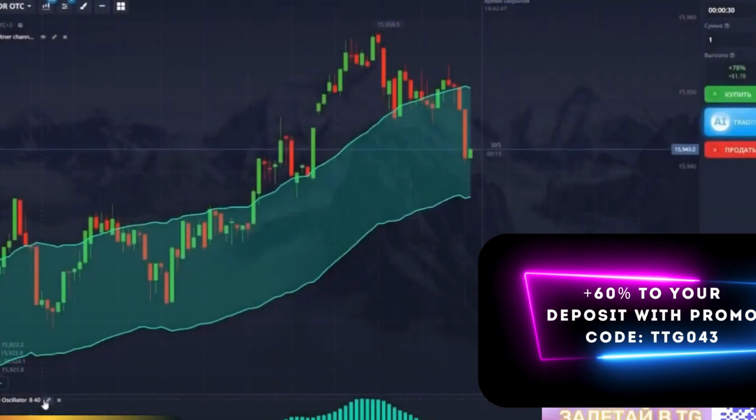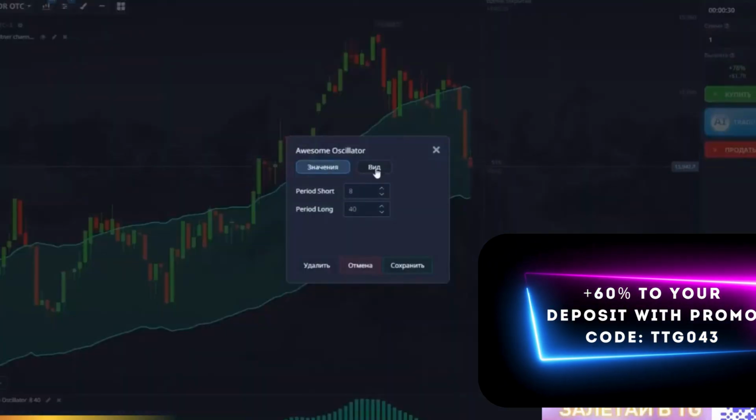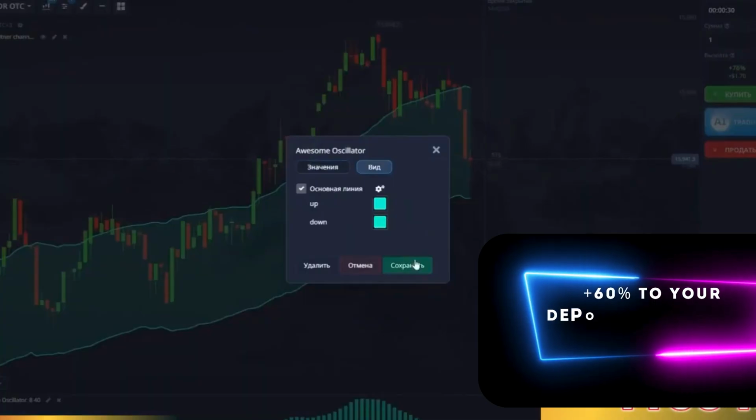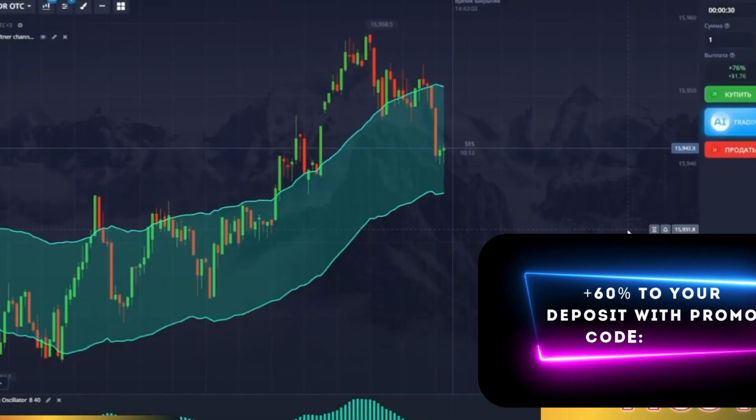The second indicator is the Awesome Oscillator. Do you see the values? I also set the appearance to turquoise. That's it. Our indicator strategy is ready to use.